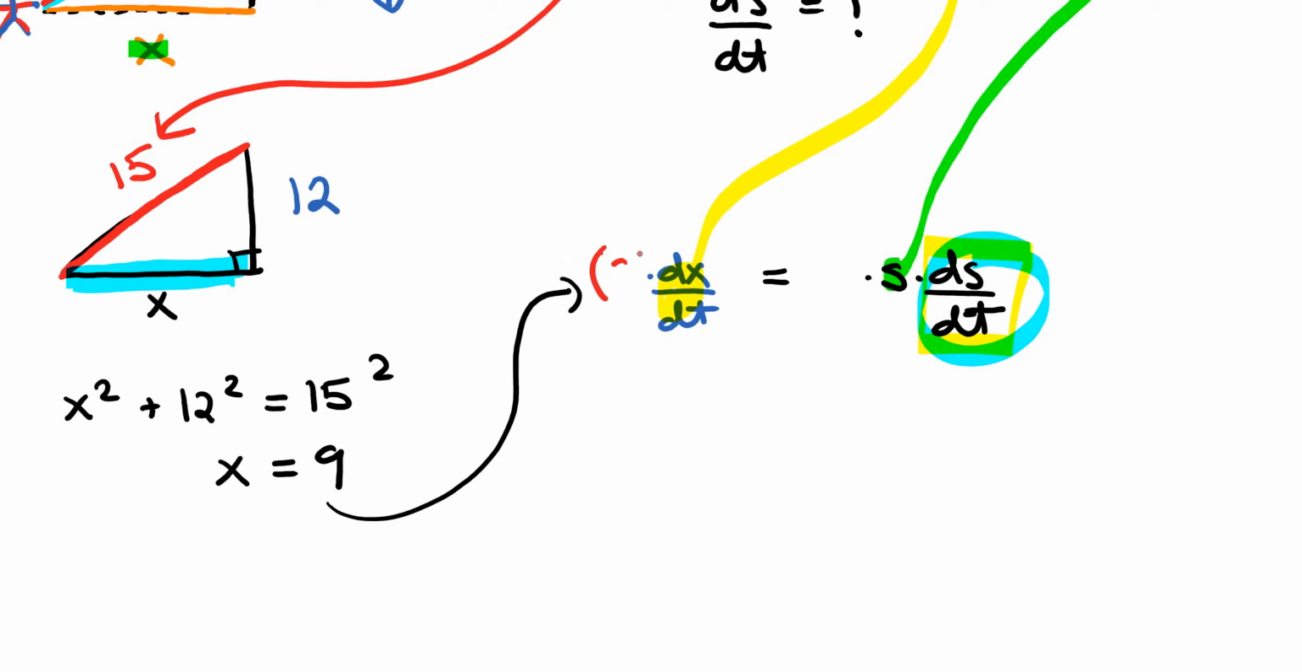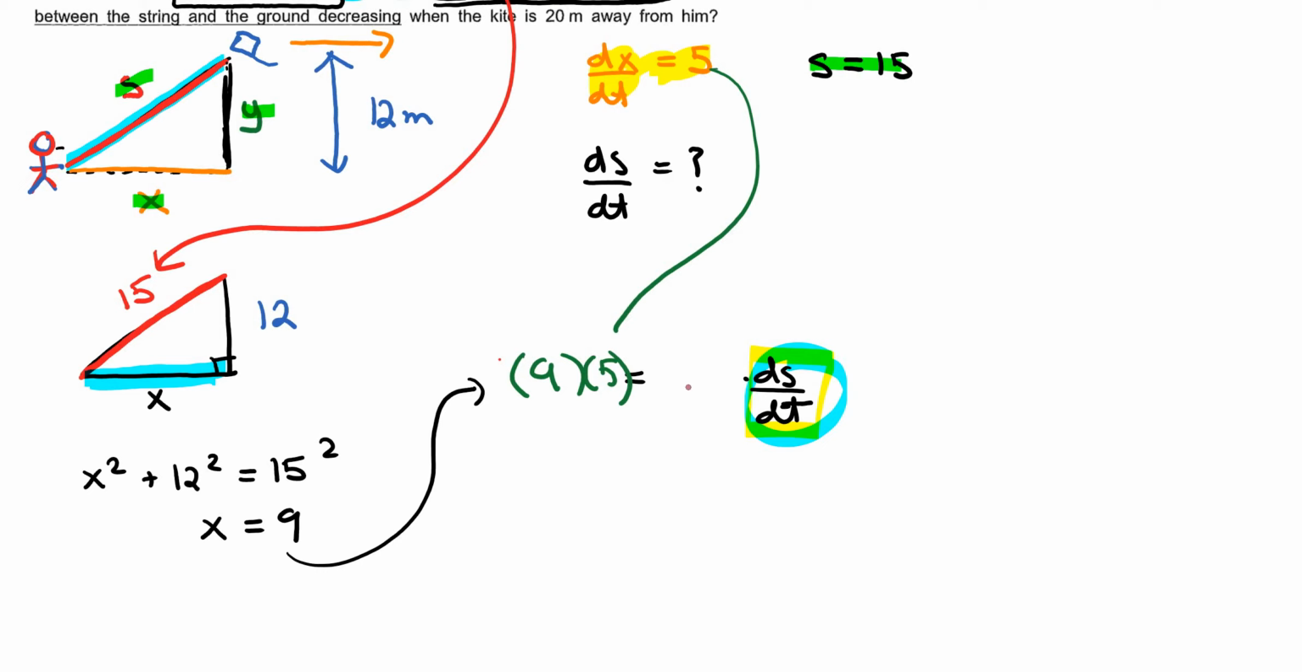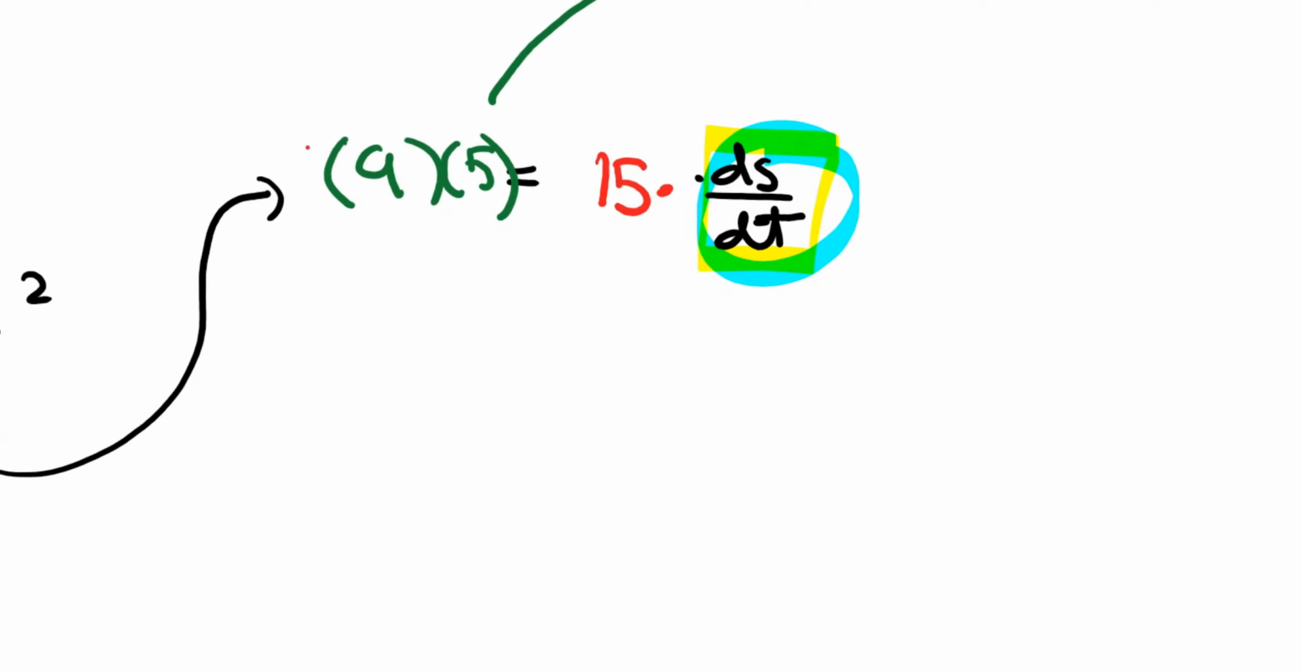And let's go ahead and plug in the rest of the numbers then. Okay, so let me just kind of clean this up here. This is going to be 9 times dx over dt, which is 5. And then that's going to equal s, which is now going to be 15 times ds over dt. So now I need to solve this particular equation here, and then the problem is solved.